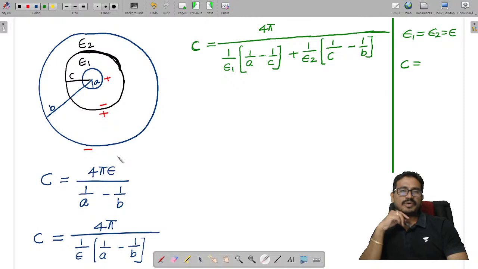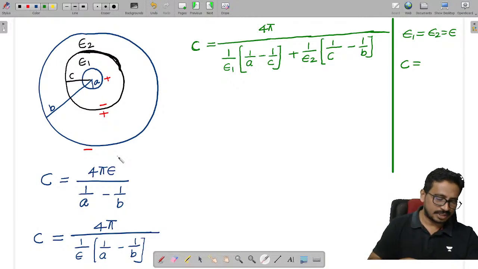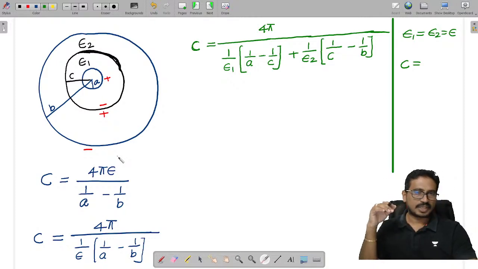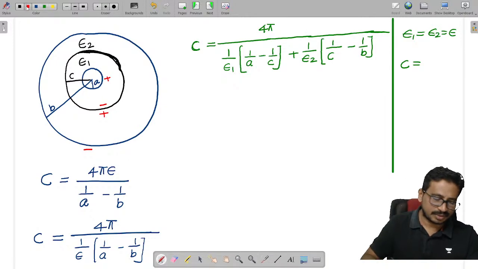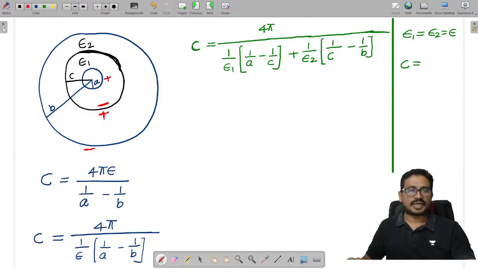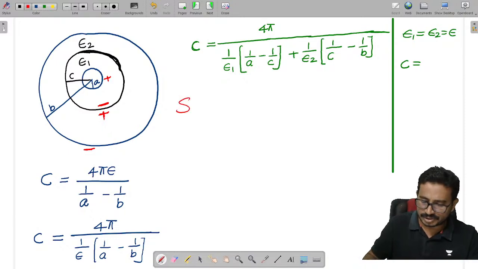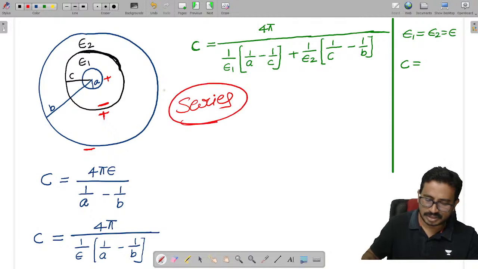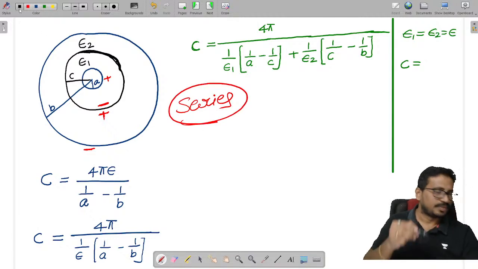Now can you tell me what type of connection of these capacitors is here? This is positive and this is negative, and this is positive, negative. Positive and negative are connected. If negative and positive are connected, what type of connection is it? It is a series connection. So these are in series connection.